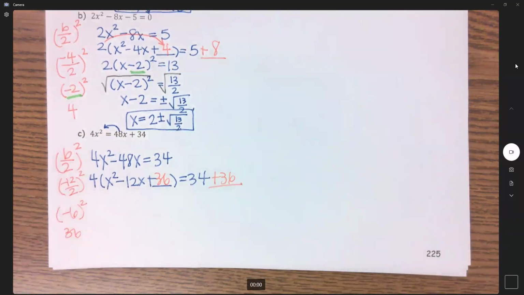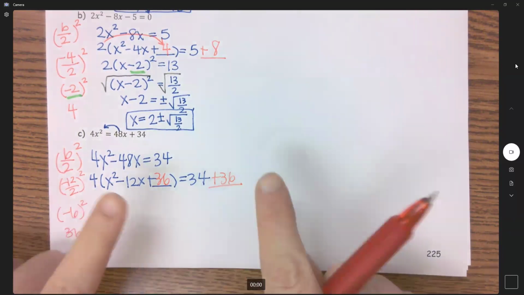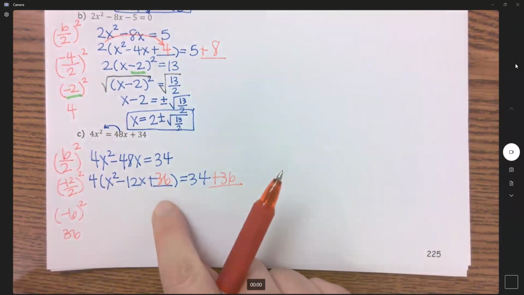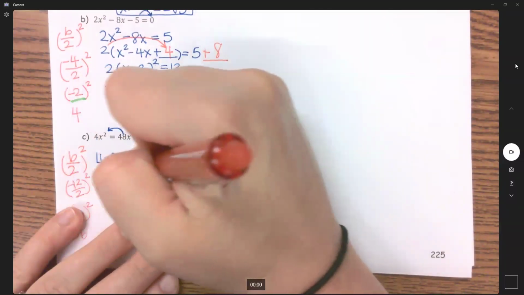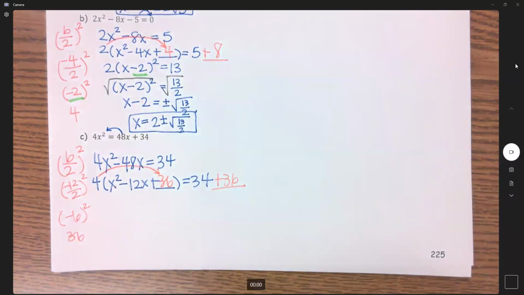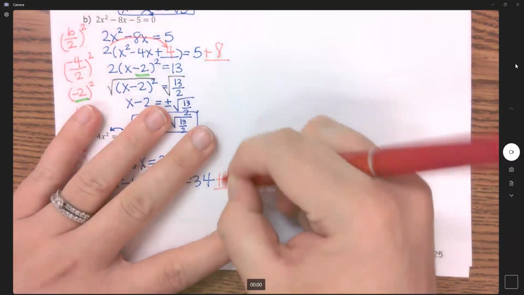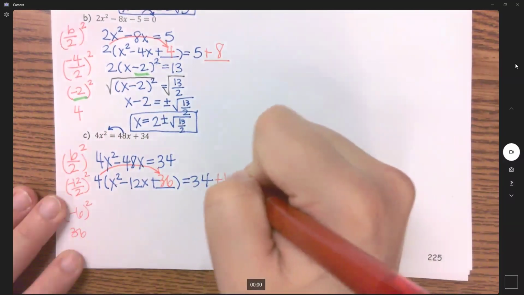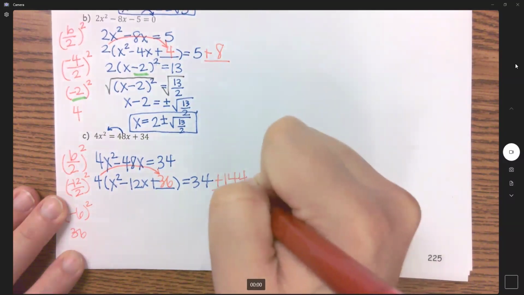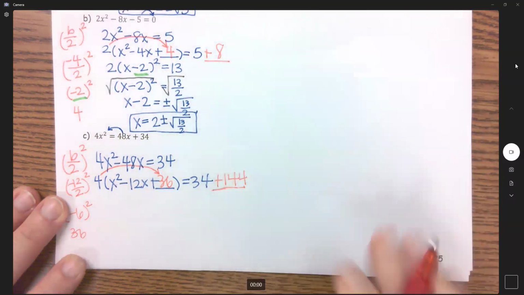Oops, and I made a mistake. What is my mistake here? Okay, what I do to one side, I do have to do to the other, but I'm adding way more than 36 here. This is actually 4 times 36, which is 144. Okay, that is a common mistake. Please be better than me.